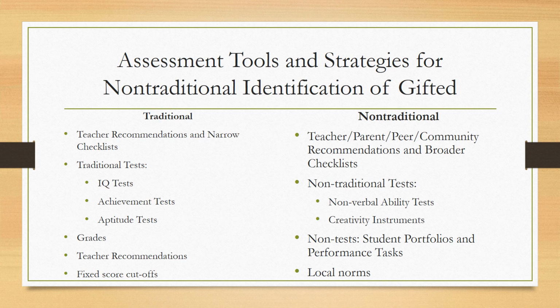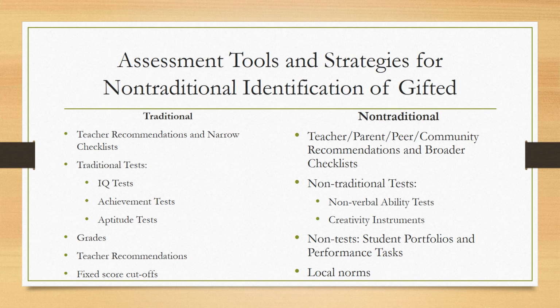She's always motivated. Traditional tests used in traditional identification have included, as I've said, IQ tests, achievement tests, and aptitude tests. Non-traditional tests include nonverbal ability tests and other types of instruments, such as creativity instruments. In traditional identification, you might have the inclusion of grades. In non-traditional identification, you might have the inclusion of student portfolios and performance tests.